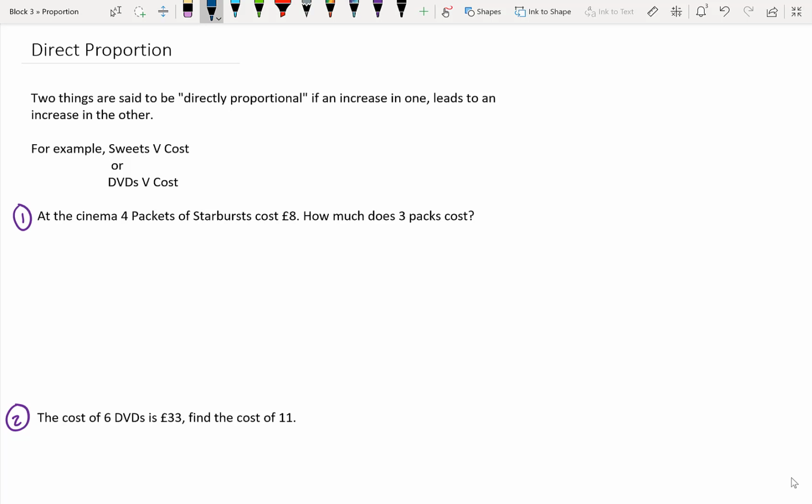So I have got 4 packets, which cost me £8. And so I've got Starbursts to cost. How do I know which way around to do it? Well, I'm looking for a cost, and the thing I'm looking for should be going on the right hand side. My next step is always going to be to find it for 1.